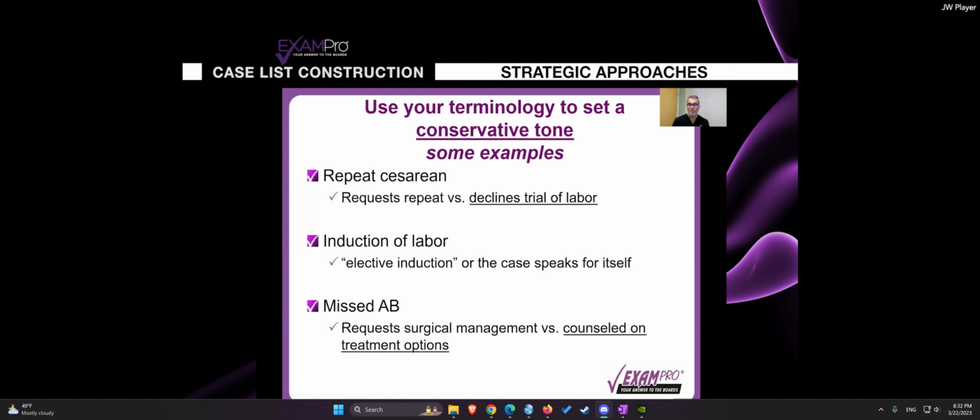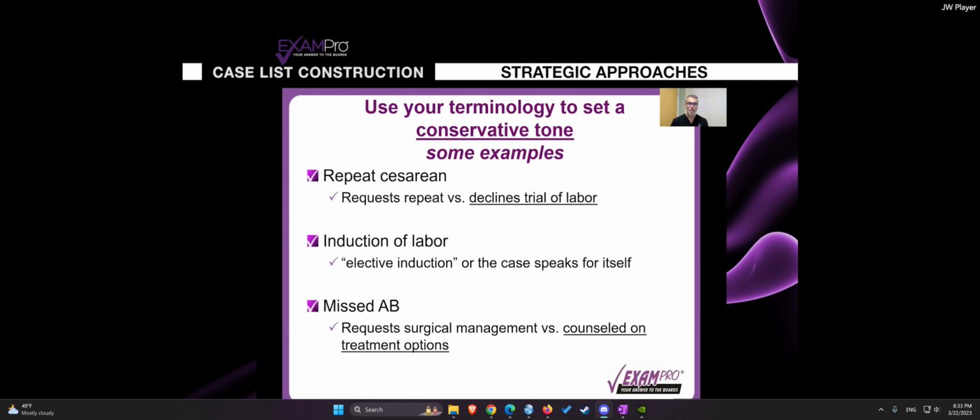When we think about a missed AB, you can put "request surgical management" in the pre-op column, or you can put "counseled on treatment options." And when you say counseled on treatment options, to me, and a lot of this is about psychology, as an examiner, it makes me think the options that you counseled the patient on were probably expectant management, medical management versus surgical management. In fact, when I see "counsel on treatment options," it makes me want to ask you, what treatment options did you counsel the patient about?